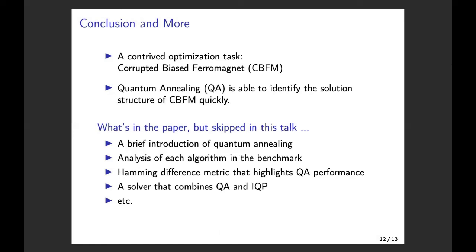And we proposed a Hamming distance metric, and using this metric, we can clearly see how quantum annealing performs better in identifying the solution structure. At the end, we also tried a solver that combines quantum annealing and the classical solver for integer quadratic programming. So if you are interested, please check out our paper.